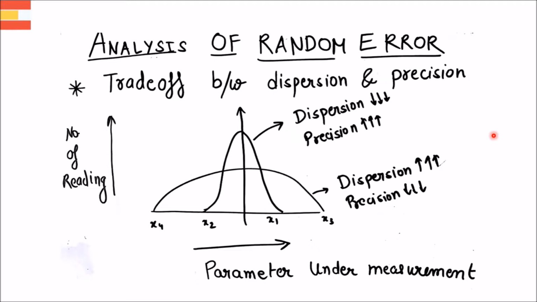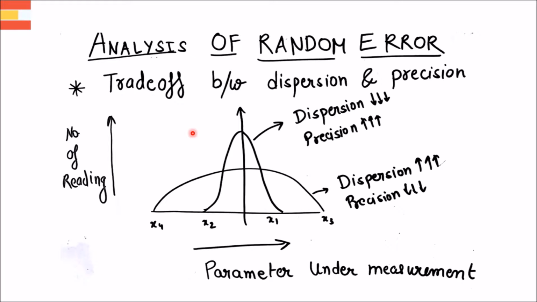After compensating for all the systematic errors, if a large number of readings are taken for a given value of the parameter under measurement, then it is observed that the various readings will scatter around a central value. As you can see in the plot, there is a central value and all other readings are scattered around that central value, either closely or widely. A plot between the parameter under measurement on the x-axis and the number of readings on the y-axis is known as the histogram or frequency distribution. The graph you see on your screen is the histogram or frequency distribution curve.